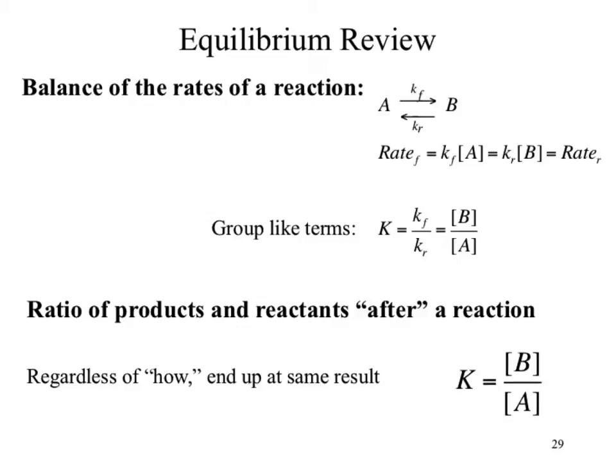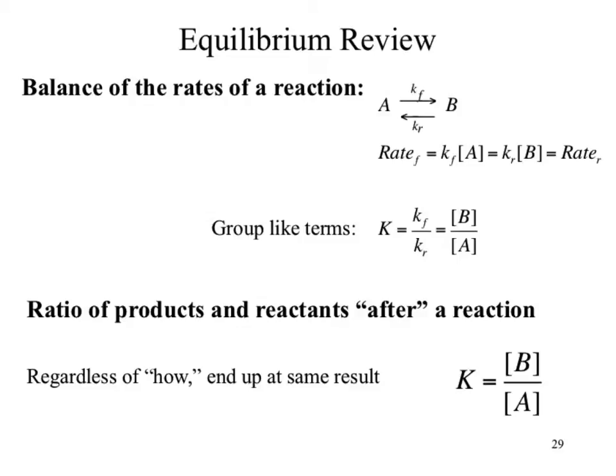Okay? And just like we would do in any kind of mathematics class, what we will do is group like terms. I will group all the rate constants on one side of the equation, and I will group all of the concentrations on the other side of the equation. And what do I end up with? I have the rate constant for our forward, divided by the rate constant for our reverse, equal to the concentration of B over the concentration of A. What is a constant divided by a constant?